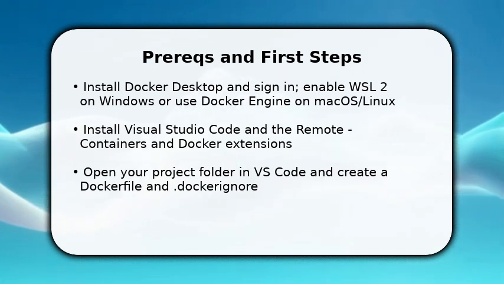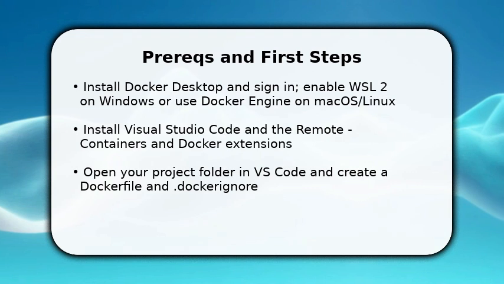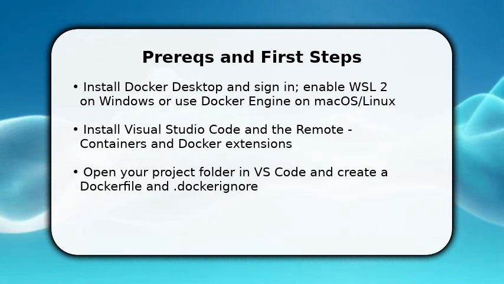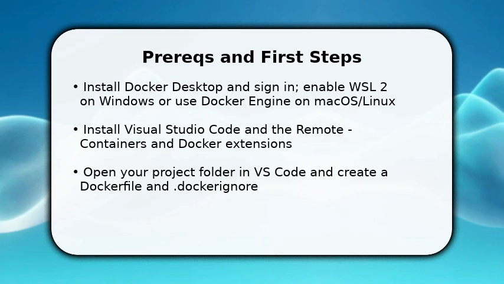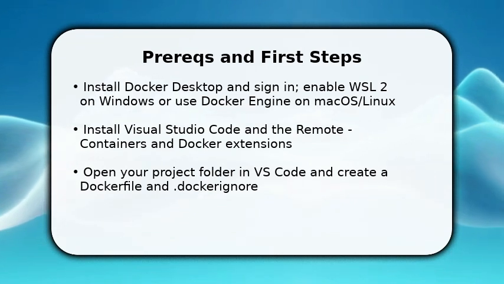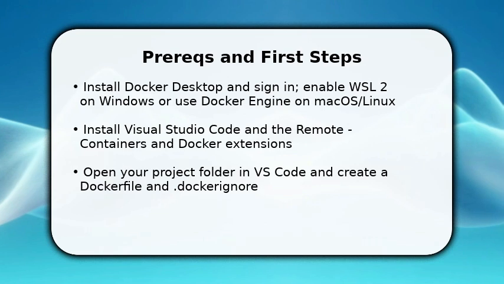Now create a simple Dockerfile. Choose a base image, copy source, install dependencies, and set the default command. This first step gets the container definition in place, so you can build and run from the editor quickly.